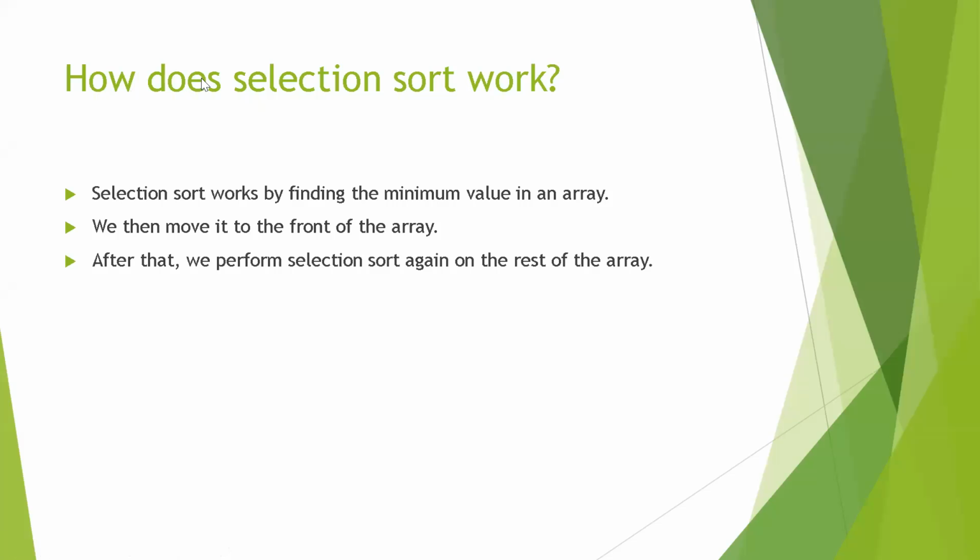Firstly, how does selection sort work? It works by first finding the minimum value in an array. To do so, it first tentatively sets the minimum value to a certain value. And then whenever it encounters a value which is lower than the tentative minimum value, it will update the minimum value accordingly. After that, we move the minimum value to the front of the array. Then we perform selection sort on the rest of the array.